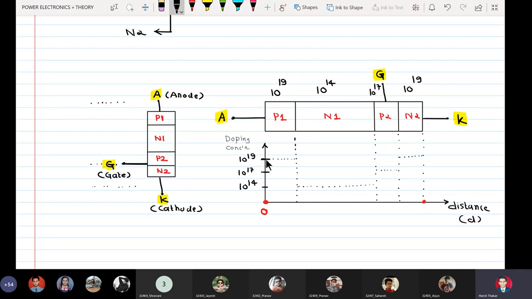But the doping concentration has a gradient kind of profile. It does not abruptly switch from 10 raised to 19 at P1 to 10 raised to 14 at N1, and does not have a step rise from 10 raised to 14 at N1 to 10 raised to 17 at P2. Also, it does not have a step jump from 10 raised to 17 at P2 to 10 raised to 19 at N2. So it goes something like this, and then here also it goes to 10 raised to 14 like this.